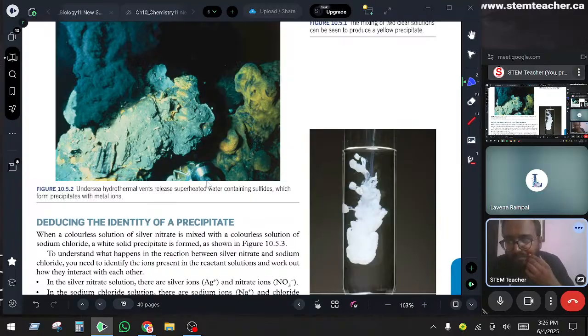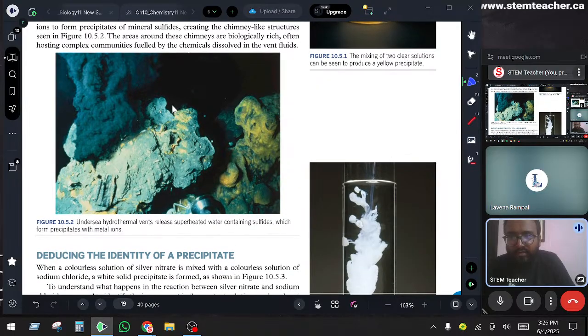And you can see undersea hydrothermal vents release superheated water containing sulfides, which form precipitates with the metal ions. So it is underwater, deep sea. When you see coastal or beach areas, on the outside some very solid stones have formed. That is also a kind of chemical reaction. Years and years later, the stones form, and they are very strong solid rocks. So there are some examples here.